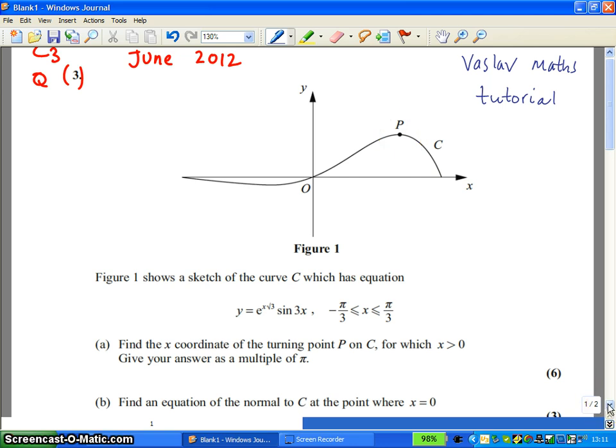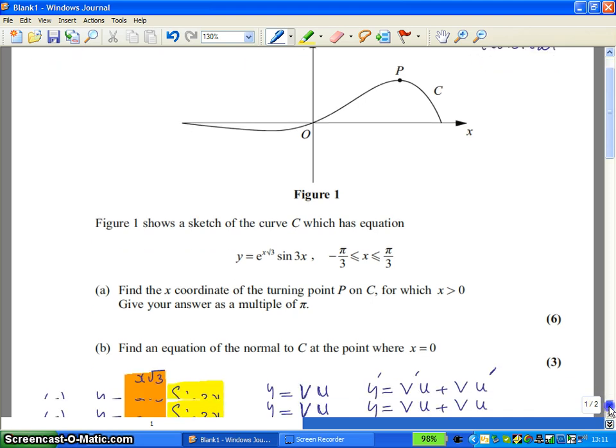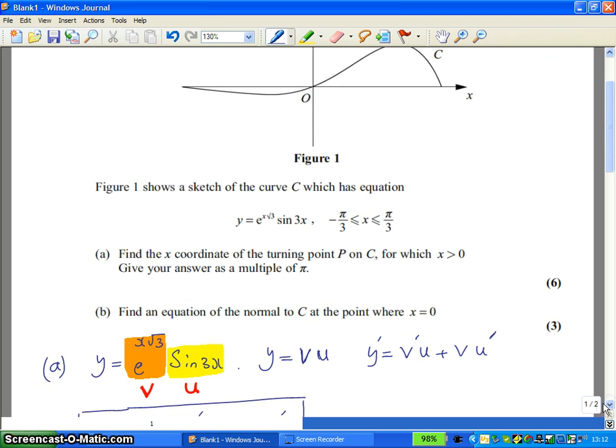Okay, a little bit of theory. You should know that at the turning point the derivative of the curve is equal to 0, so we need to differentiate the function. I've written and done some of the question beforehand to save us time.